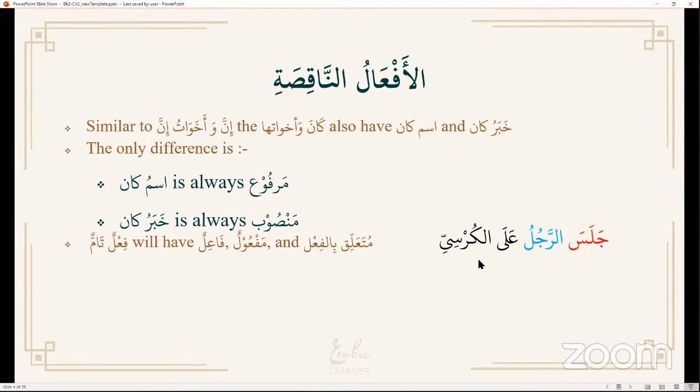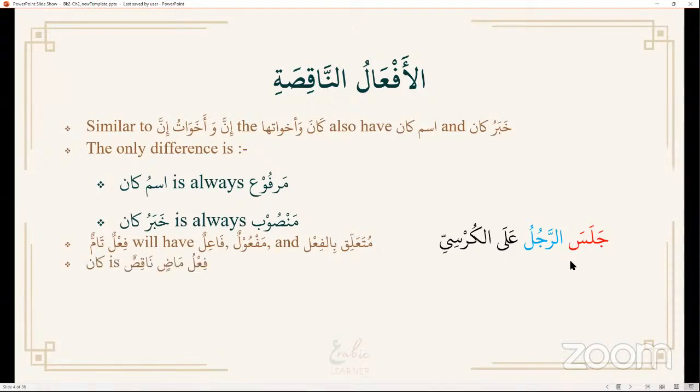Or also I can call this ala al-kursi as maf'ul fihi. Maf'ul fihi fi mahalli nasbin. Is it clear, brothers and sisters? I can call this as mutalik bil fi'l or maf'ul fihi fi mahalli nasbin. Nasab. Is it clear or not? If you remember my previous lectures in book number 1. Okay. So this is how you deal with the normal fi'l.